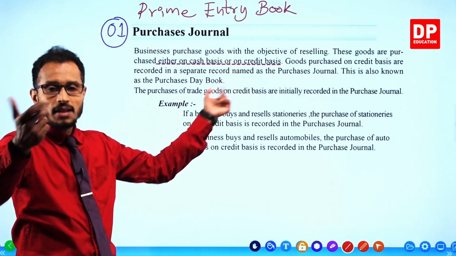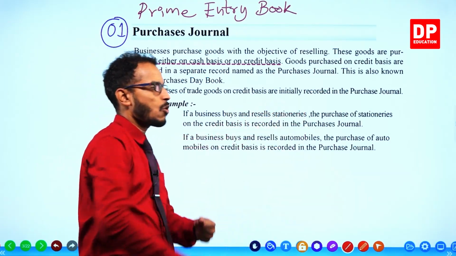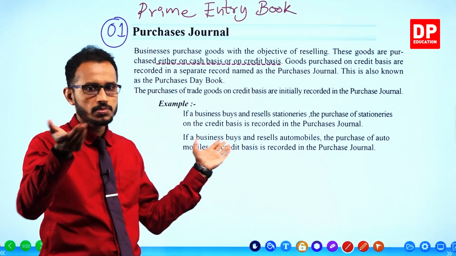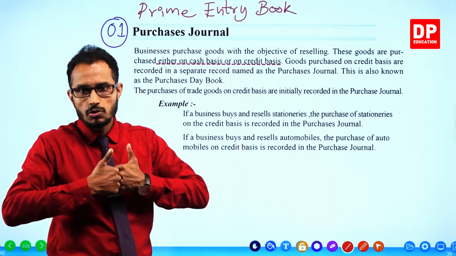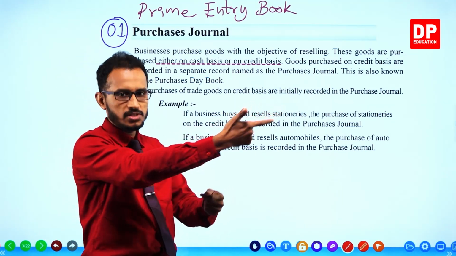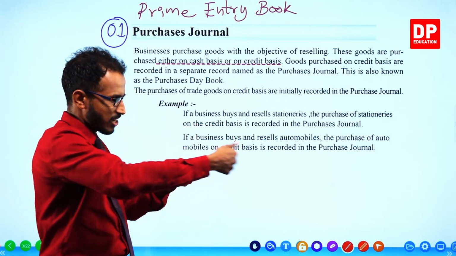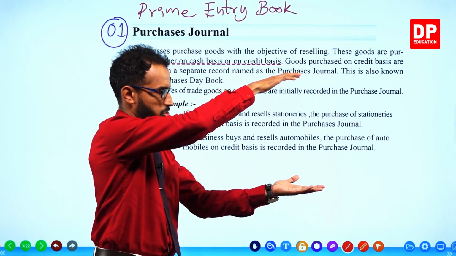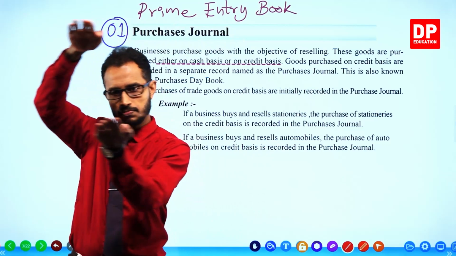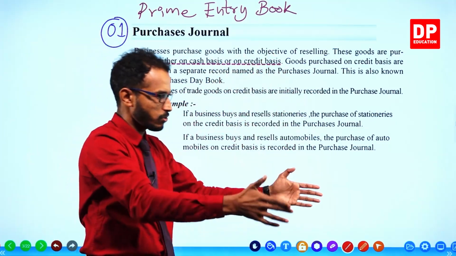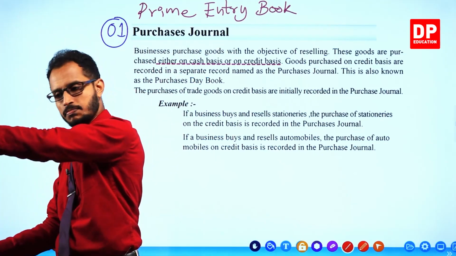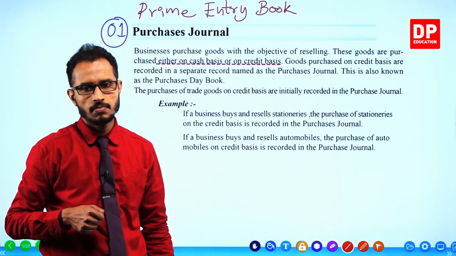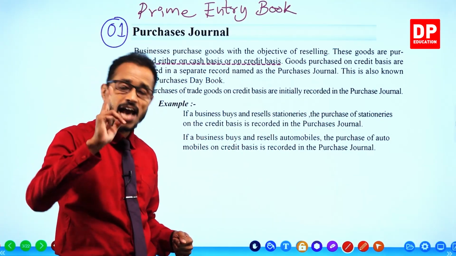Buying can be done on cash basis or on credit basis. The shops can buy the goods on cash basis. That means then and there you pay cash, you buy the goods and bring them to the shop. Cash basis purchases are known as cash purchases.